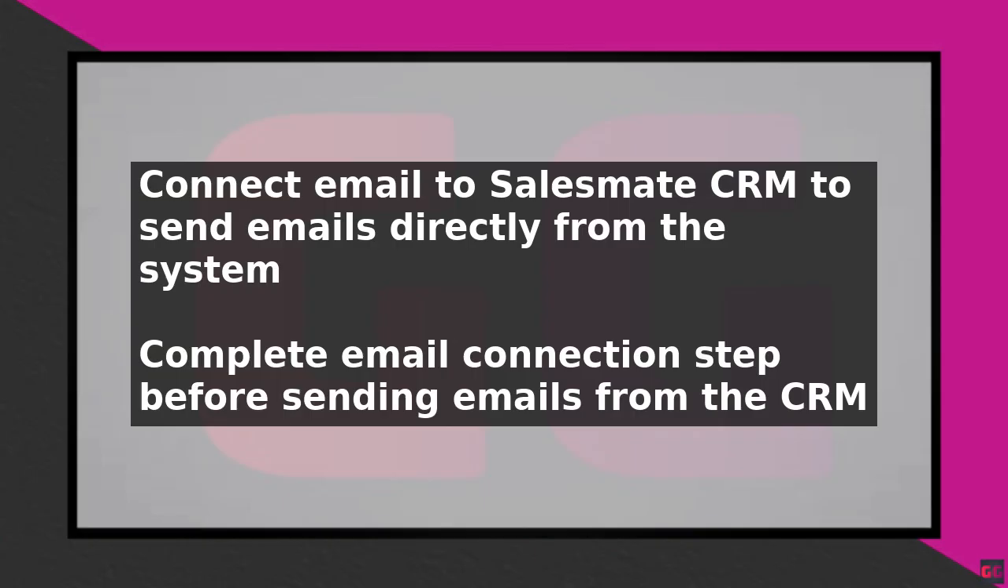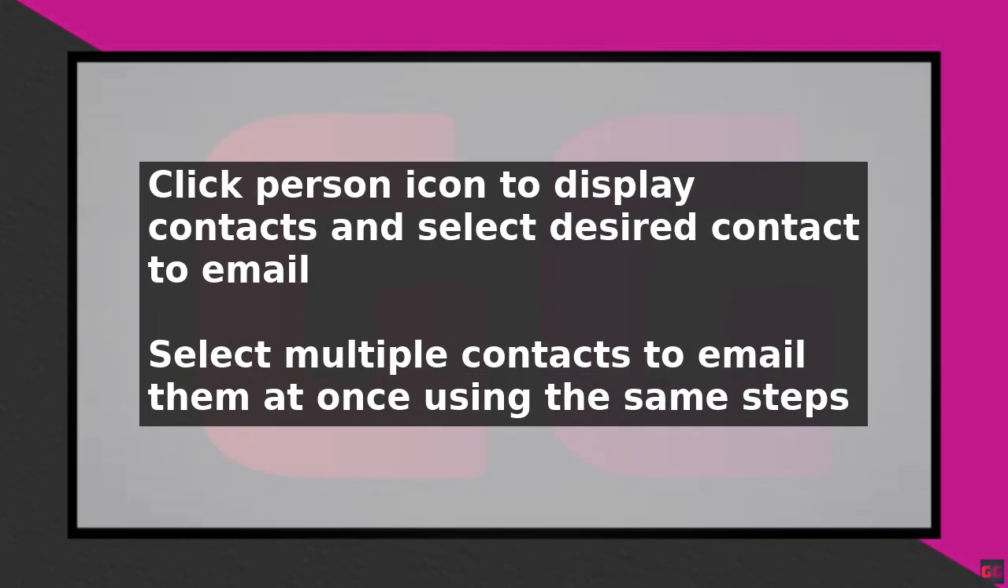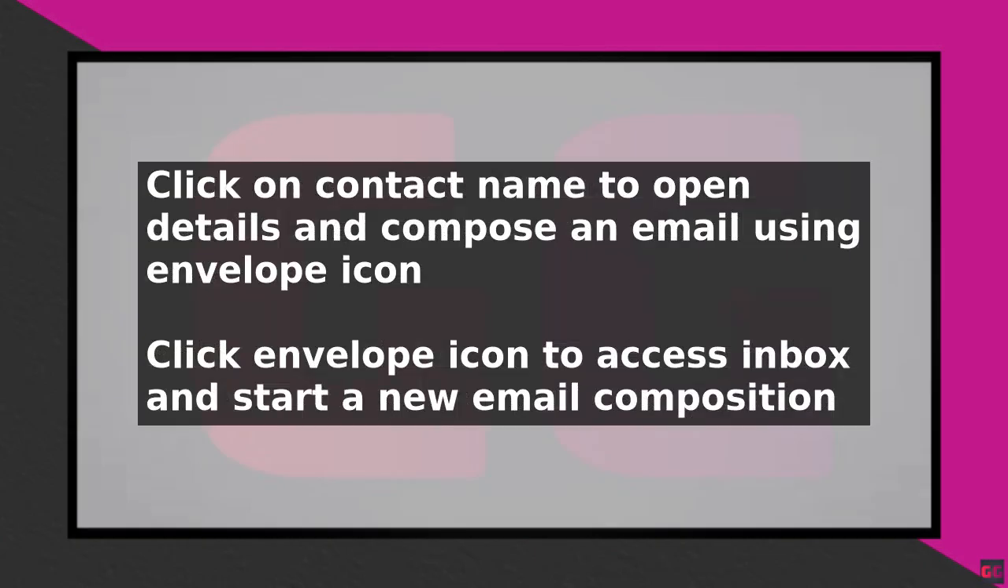The easiest method is to click on the person icon, which displays all contacts. Select the desired contact by checking the box next to their name. Then click on the Email option at the top left. This will open a Compose email box where you can type your message. Alternatively, you can email multiple people at once by selecting multiple contacts and following the same steps.